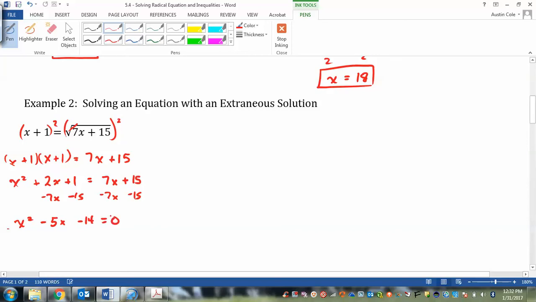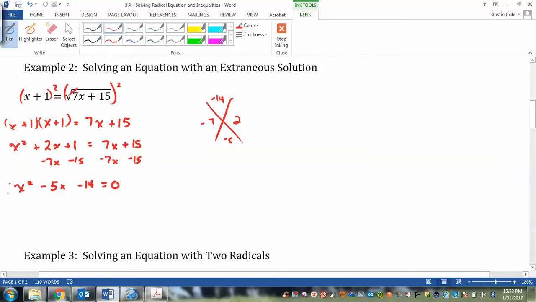And now I'm going to try to factor it. Is this factorable? Yeah. It is. Factors of negative 14 that add up to negative 5 are going to be negative 7 and 2, right? So this is factorable. I'm going to make this an x, make this an x, x minus 7, x plus 2 equals 0. So that means my x value is going to equal 7, and x is going to equal negative 2.